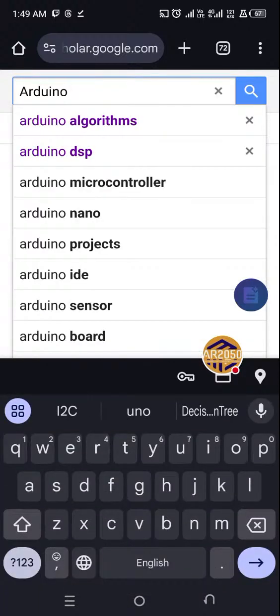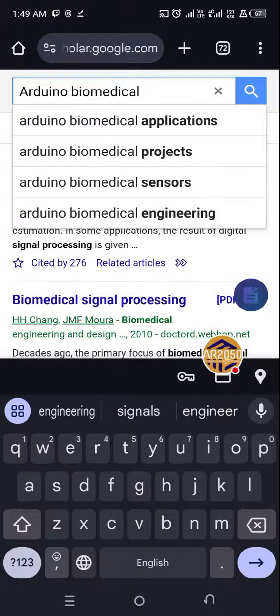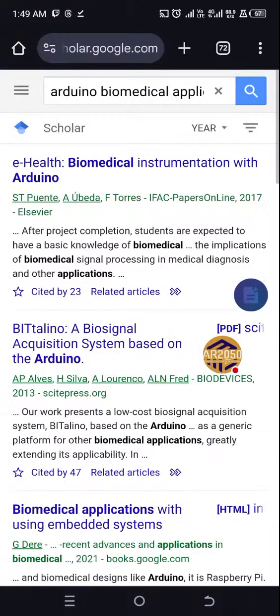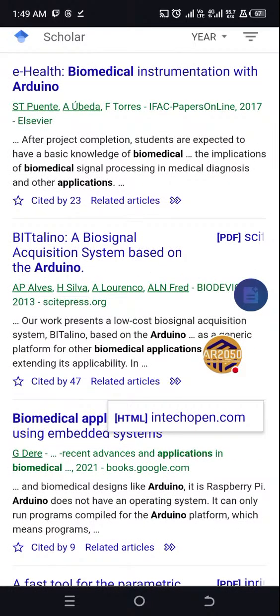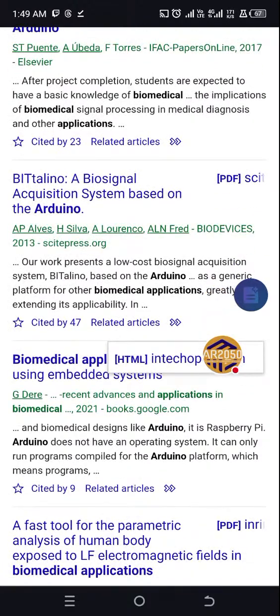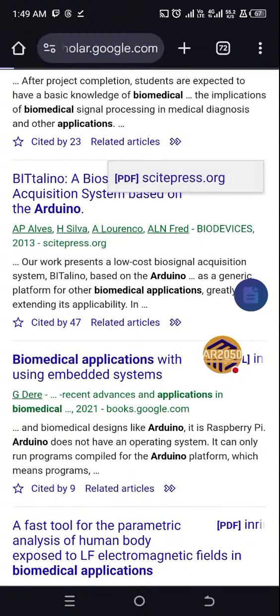Arduino and biomedical applications. Biomedical instrumentation with Arduino. A biosignal acquisition system based on the Arduino. Okay, what is this?